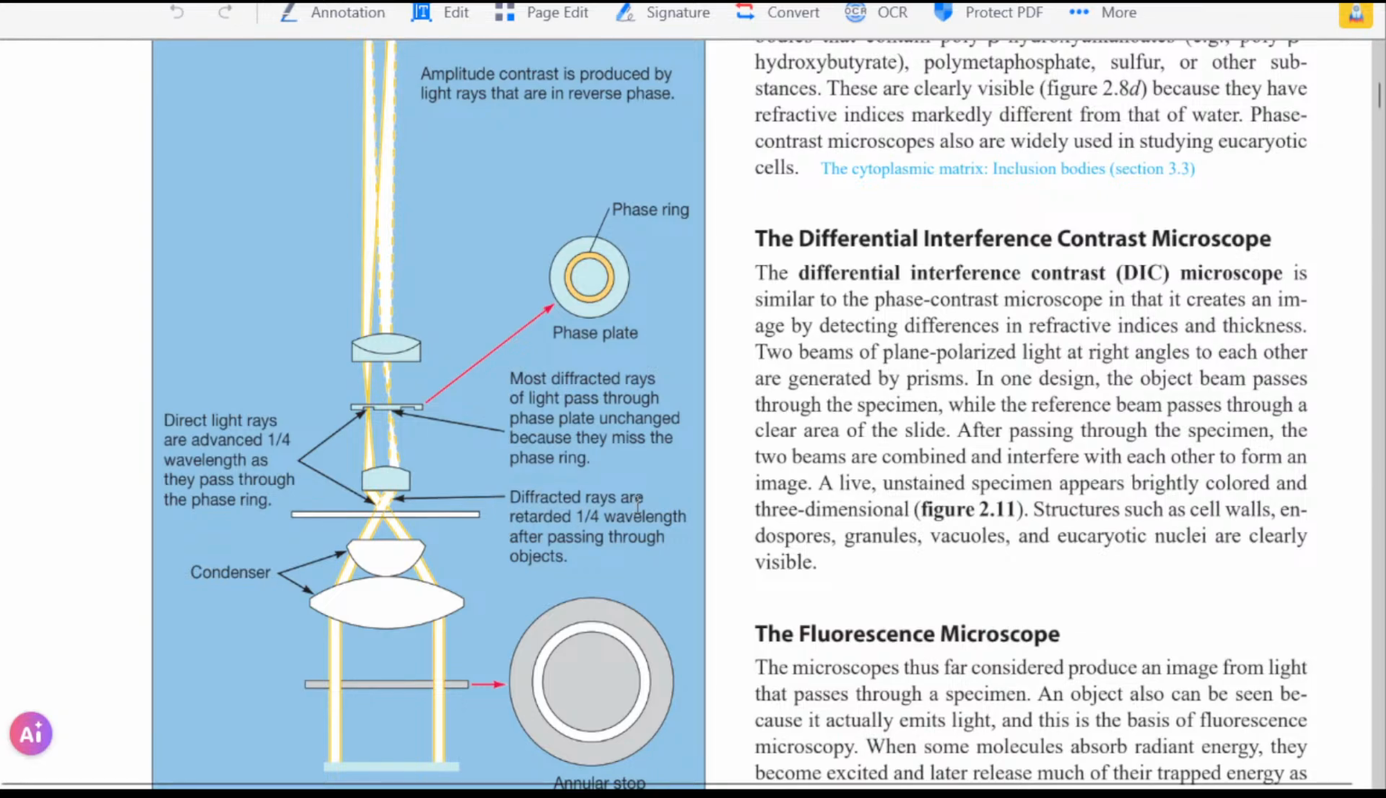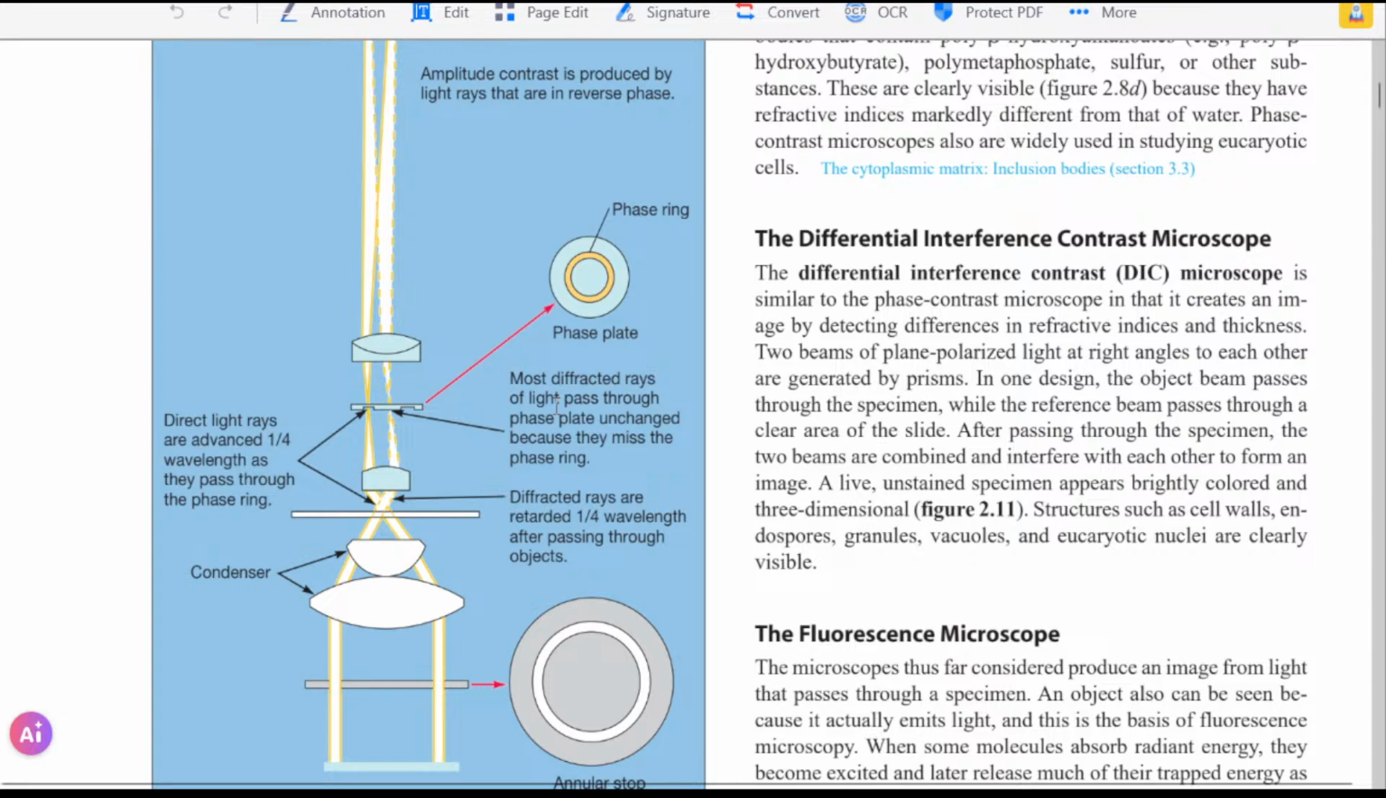So diffracted rays are retarded 1/4 wavelength after passing through an object. So when light passes through an object, if it is diffracted, it is changed by 1/4 of the wavelength. Direct light rays are advanced 1/4 wavelength as they pass through the phase ring.